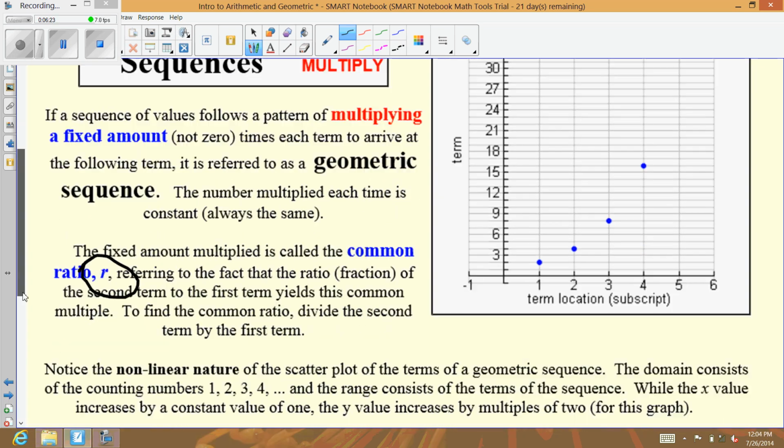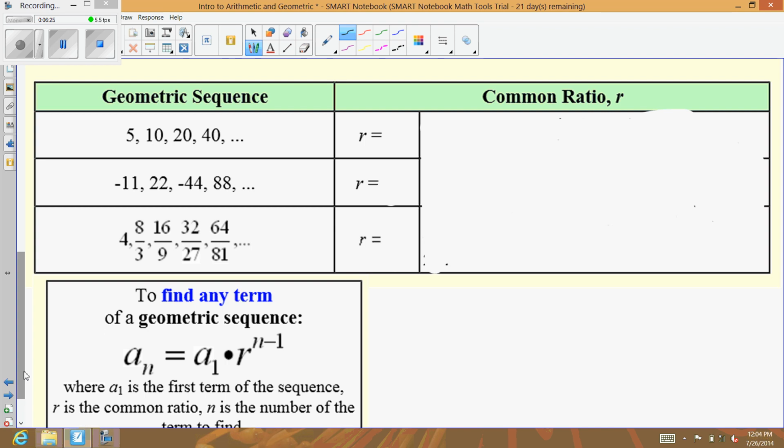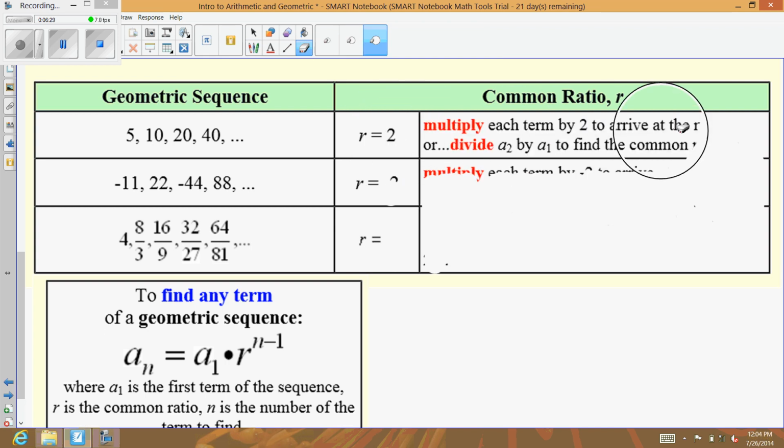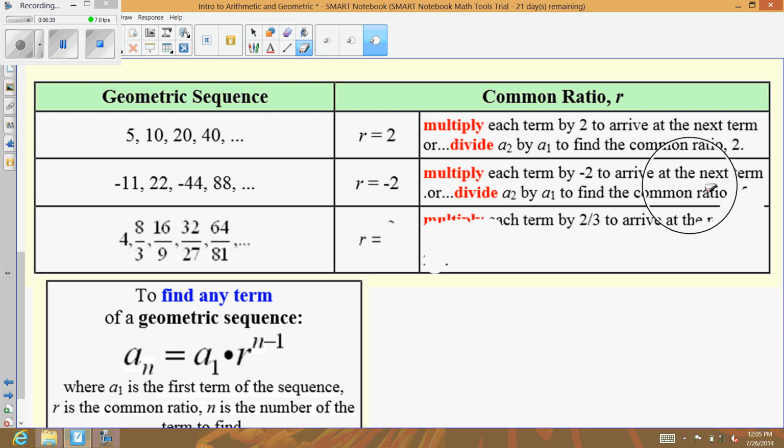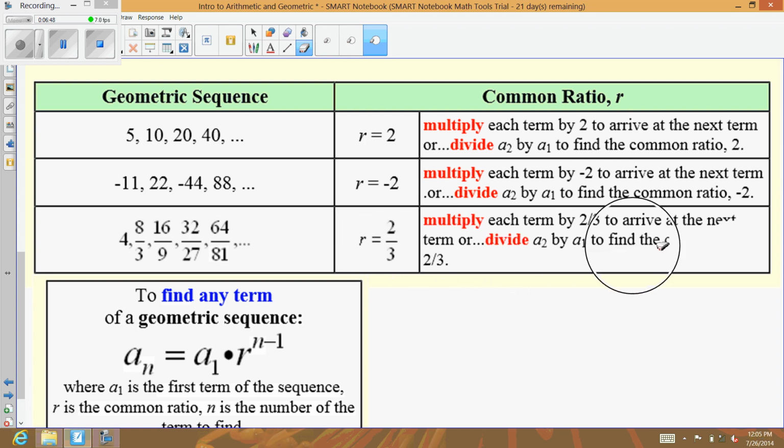All right, so on this, again, you can look at them and practice looking at the ratios here. We just talked about it was 2, multiplying each term by 2, or dividing the second term by the first term to find the common ratio of 2. All right, this one is -2. Remember my little hint at the bottom: if you're dividing, you're taking that second term and dividing by the first term. You don't actually have to see a multiplication or division or adding or subtracting.